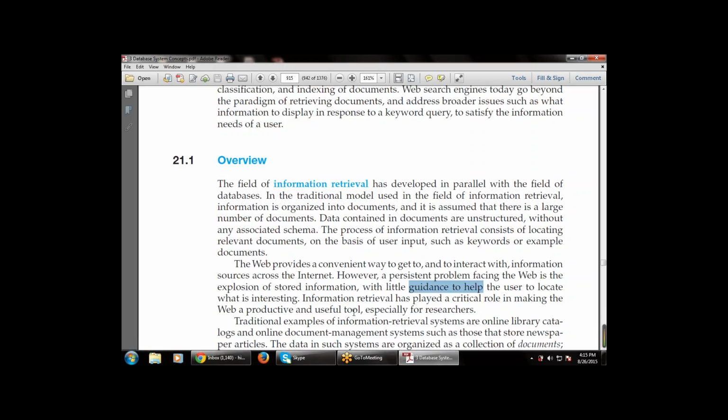Information retrieval has played a critical role in making the web productive. Whatever the content or criteria, it is a productive method by which we can retrieve information, and it has played a critical role in making the web a productive and useful tool, especially for the receiver.